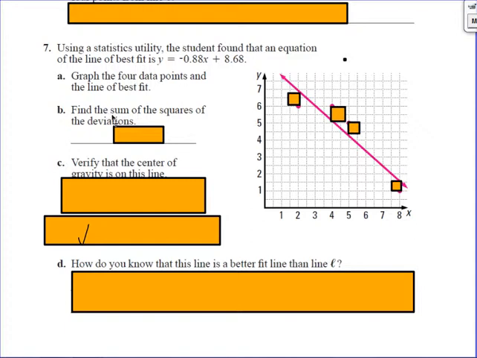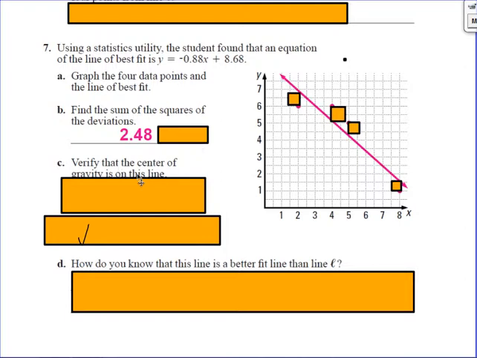So to find the sum of the squares of the deviations, alright, find the deviations, square them, add them all up to get letter B. Alright, you should get about 2.48.